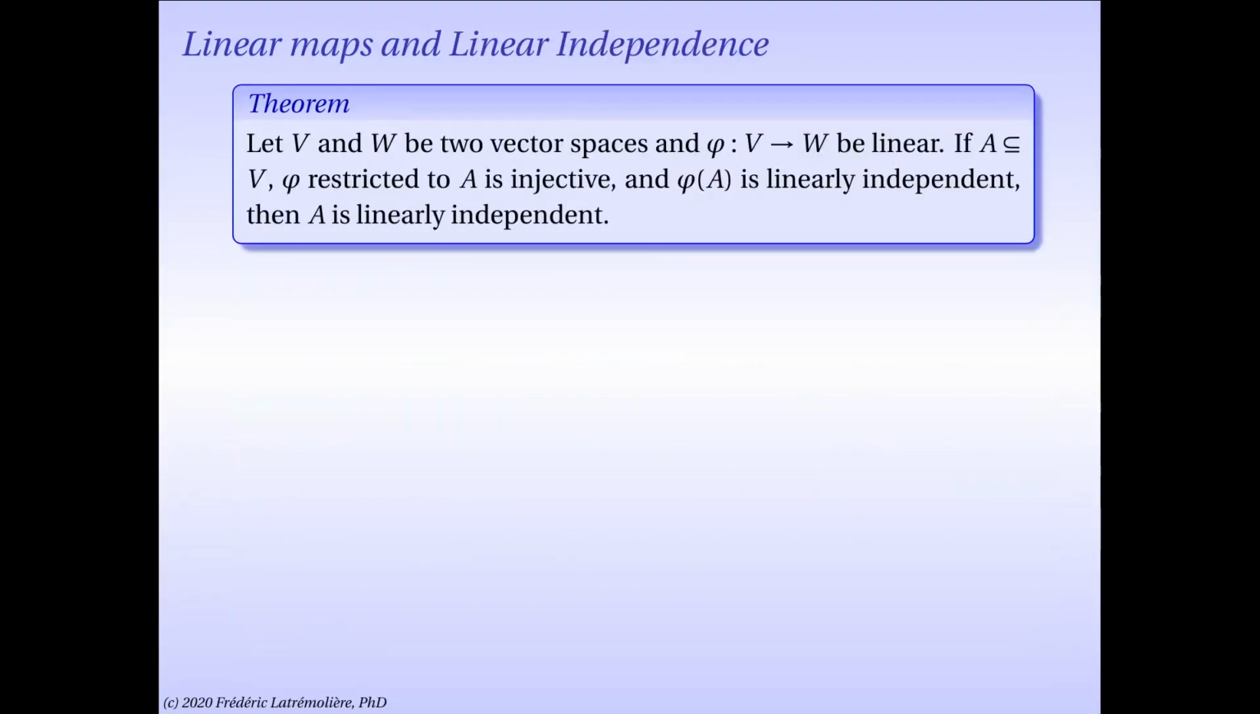So I'm going to conclude this lecture with a result regarding the relation between linear maps and linear independence. Let V and W be two vector spaces, and phi a linear map between them. If you take A a subset of V, if phi restricted to A is injective, and if phi of A is linearly independent, then A was already linearly independent as well.